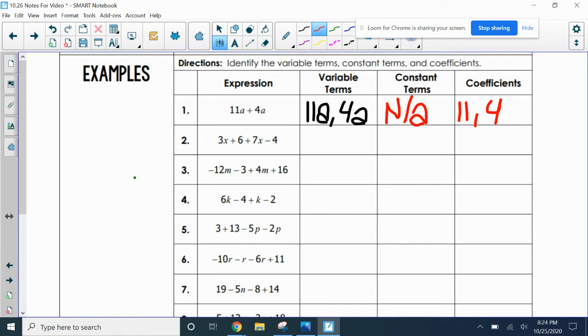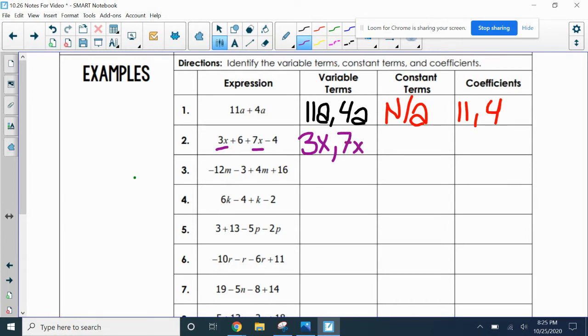Let's do another one. Looking at number 2, I see a variable of x in here. I have a 3x and a 7x. So those are going to be our two variable terms because those are our two terms, and our terms are separated by those pluses and minuses. Our variable terms are going to be those two ones with a variable attached, so 3x and 7x.